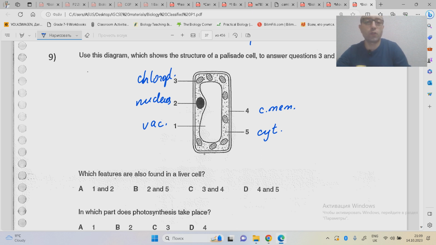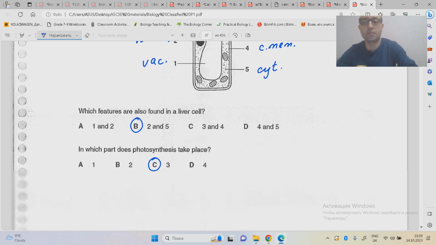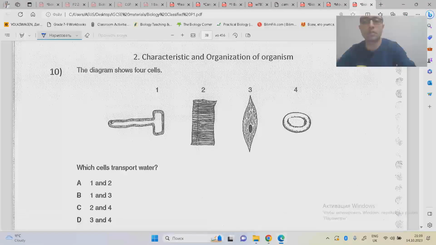Liver cells, of course, have a nucleus, and they also have a cytoplasm. 2 and 5 are the best answers. B. In which part does photosynthesis occur? You know that photosynthesis occurs in the chloroplast, which is number 3. It is C. Let's go to question number 10.